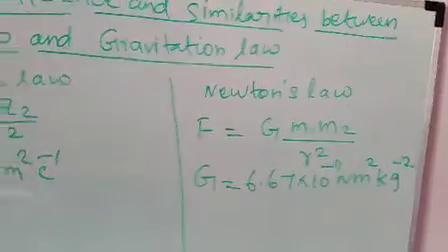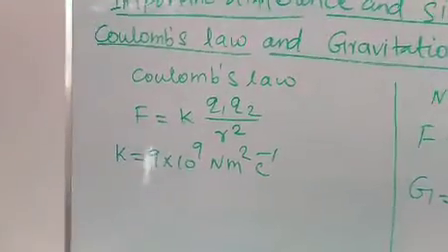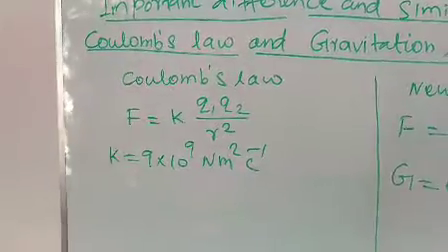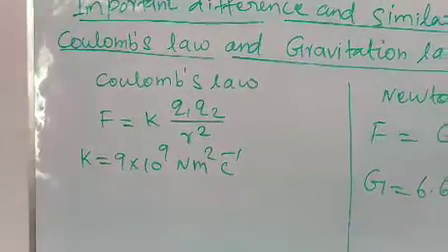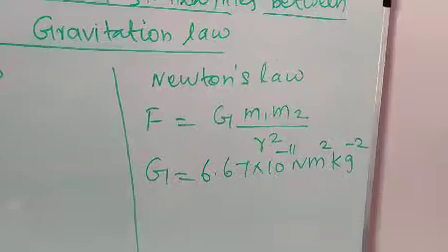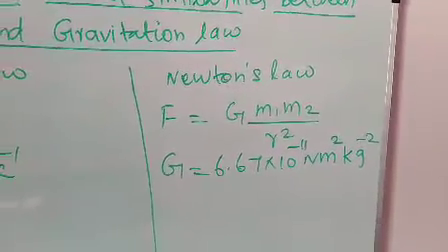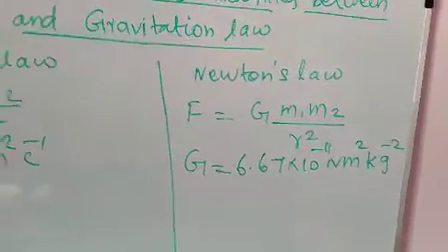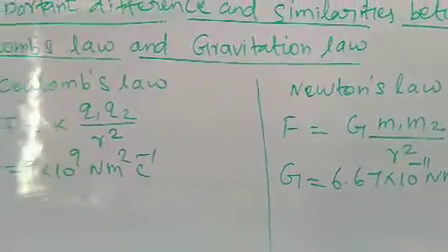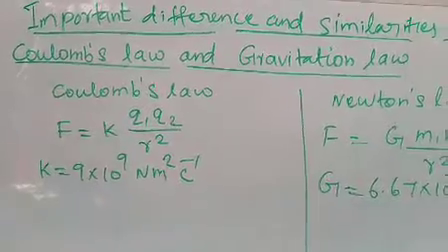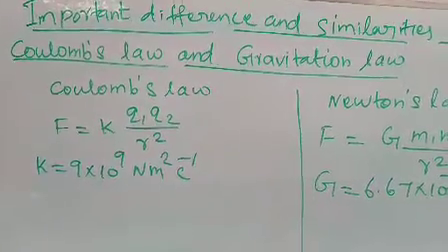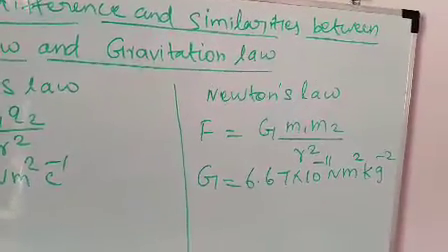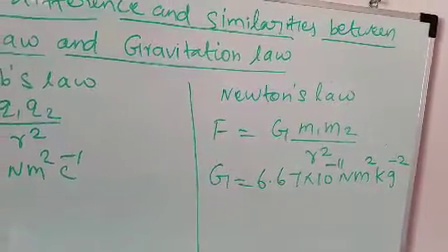So next, K value 9 into 10 power 9 Newton meter square Coulomb inverse 2. G value 6.67 into 10 to the power of minus 11 Newton meter square kilogram power minus 2. So from both values, the K value in Coulomb's law is always greater than the G value in Newton's law of gravitation.